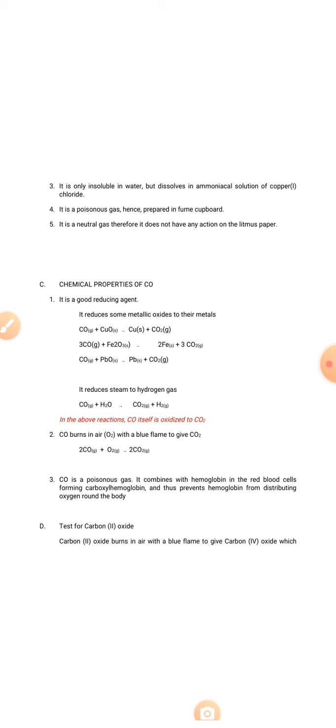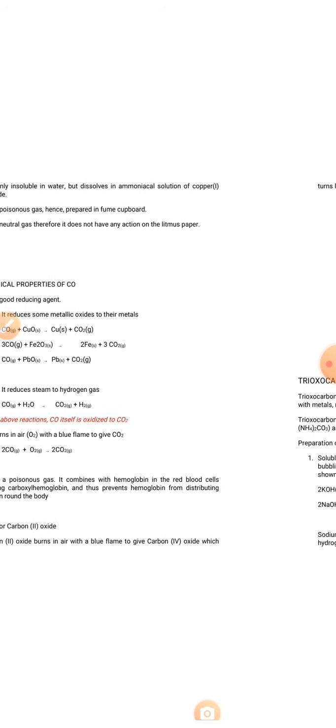And let's talk about chemical properties of CO. Number one, it is a reducing agent. You will see the equation there. Two, CO burns in limited air with a blue flame to give CO2. You see the equation there. Three, CO is a poisonous gas. I've explained that. So test for carbon 2 oxide. You also see the test there.